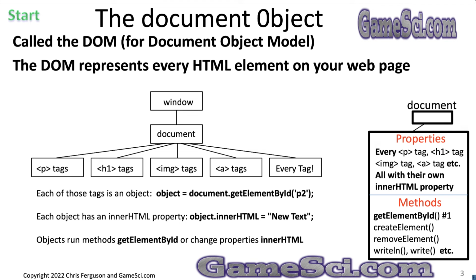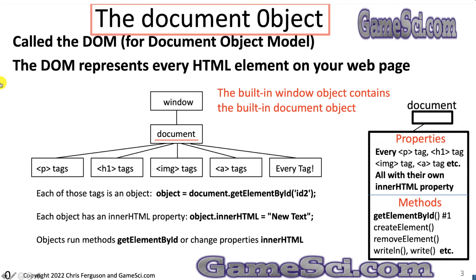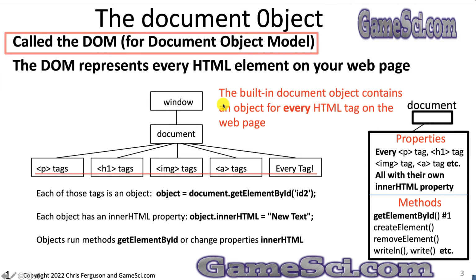Next up, another very, very important built-in object, the document object. The built-in window object contains the built-in document object. Document is actually part of window. The window represents the browser window, the box that the page is displayed in. The document represents all the tags that are displayed on that web page. The built-in document object contains an object for every HTML tag on the web page. It's called the DOM, or the DOM.